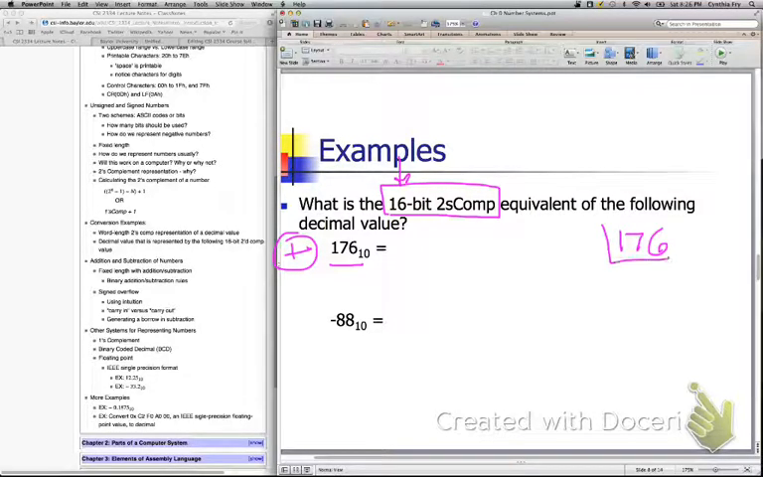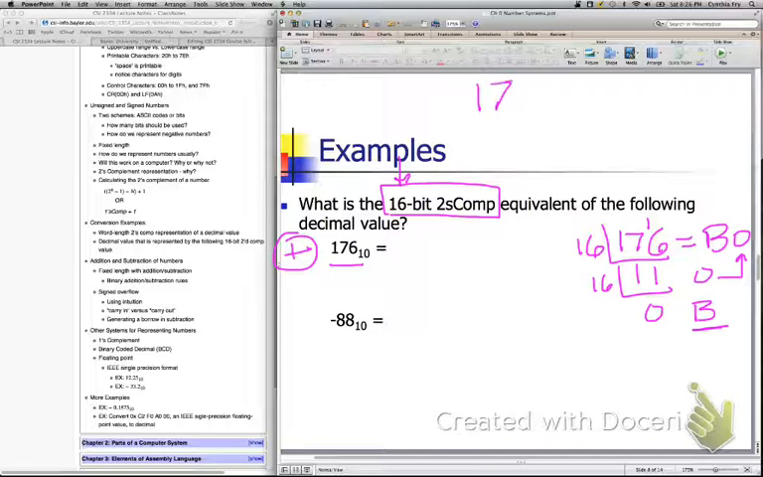176. 16 goes into that once with 1 left over. 16 goes into 16 once with 0 left over. 16 goes into 11 0 times with B left over. When you do this, guys, and you remember this from 2350, the last remainder becomes your most significant hex character, followed by whatever's above it until you're done, okay? So that's interesting. That means that 176 equals B0 hex, but again, I want a 16-bit value.